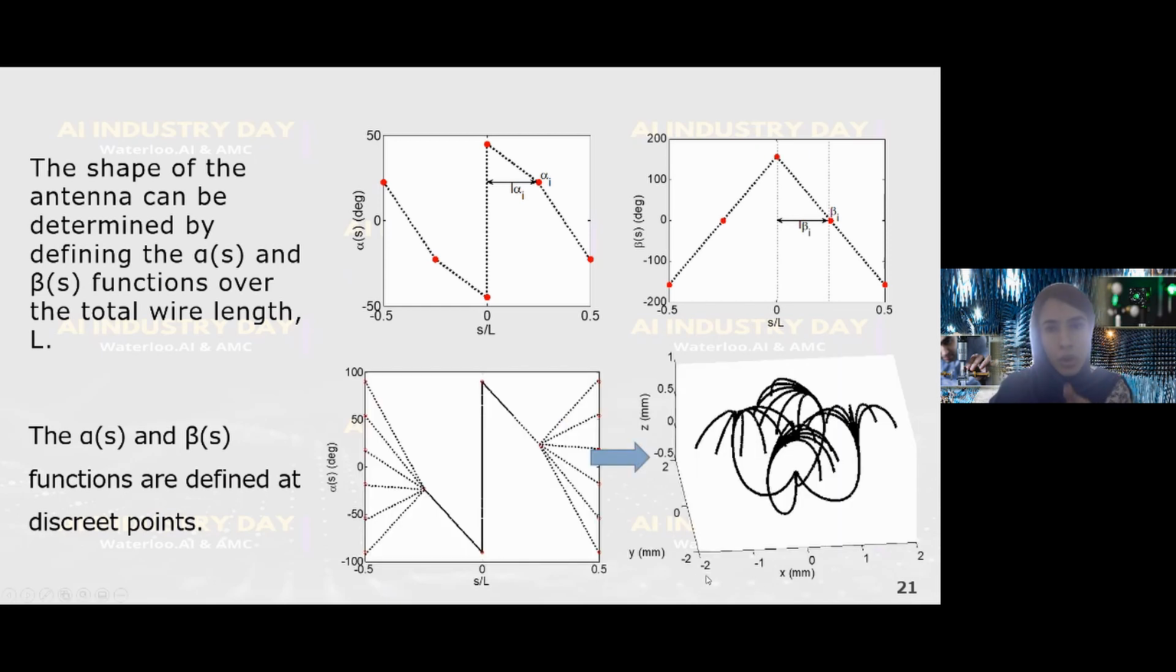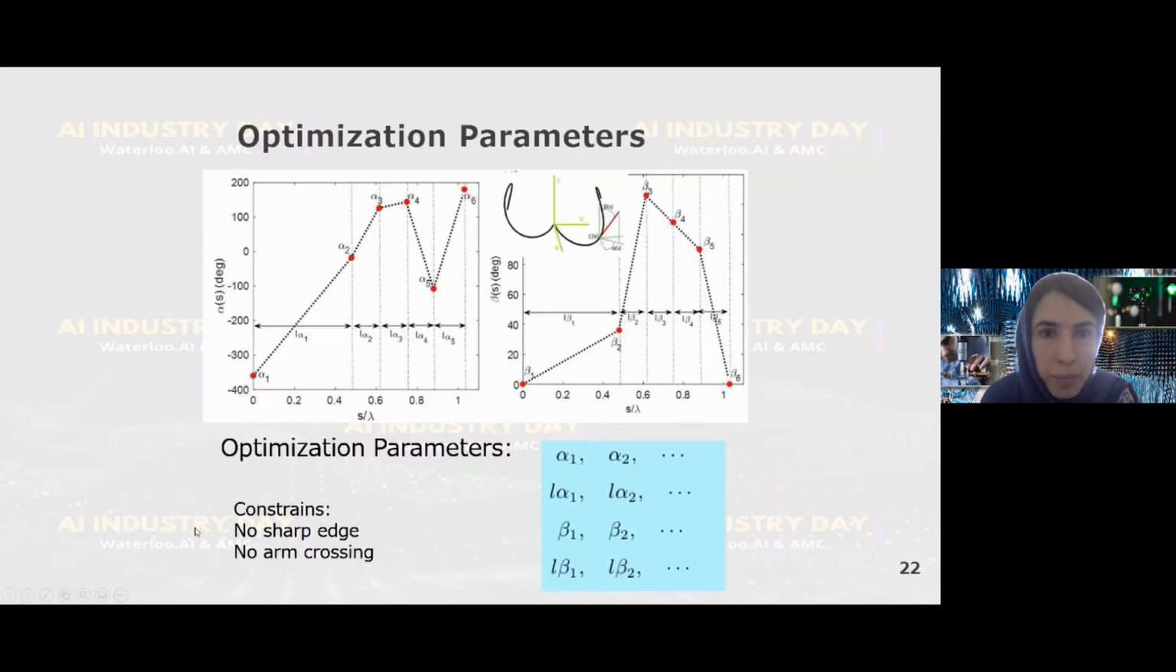So here I just show you how, by changing only one of these parameters, the shape of the antenna is changing. The left picture is showing the alpha S function, and the right one is showing the actual shape of our wire when we are changing just one of the parameters. So would you please go to the next slide?